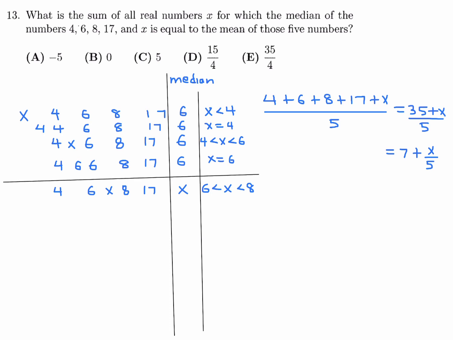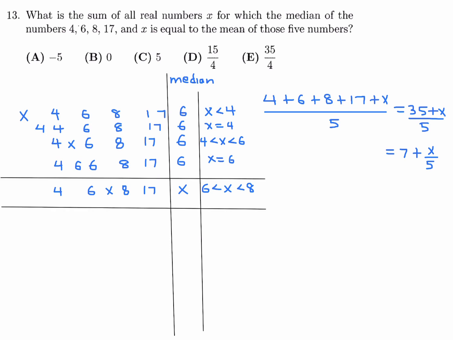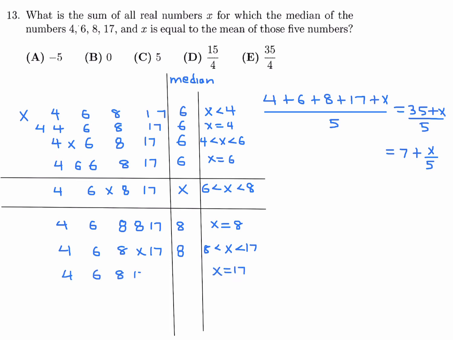So now we get into the next category, which is when x is equal to 8, and that would be 4, 6, 8, 8, 17. This time the median is 8. Next, 4, 6, 8, x, 17, so that means x is between 8 and 17, and the median again is 8. Finally, we have x equals 17: 4, 6, 8, 17, 17.